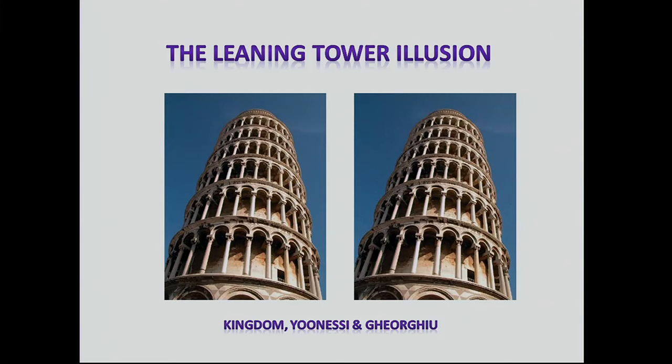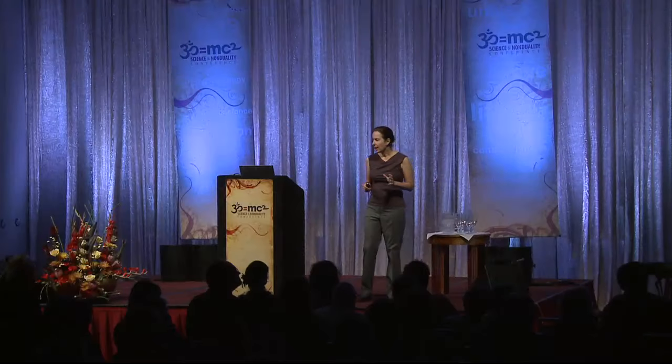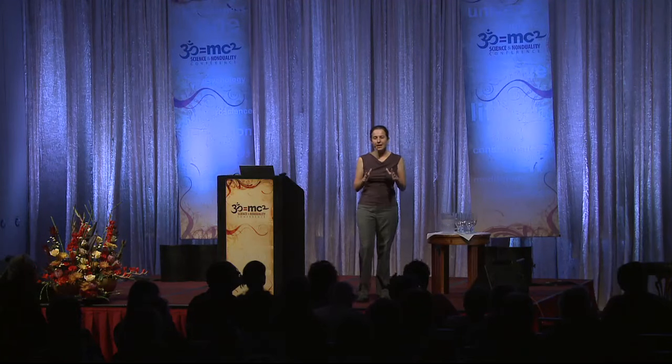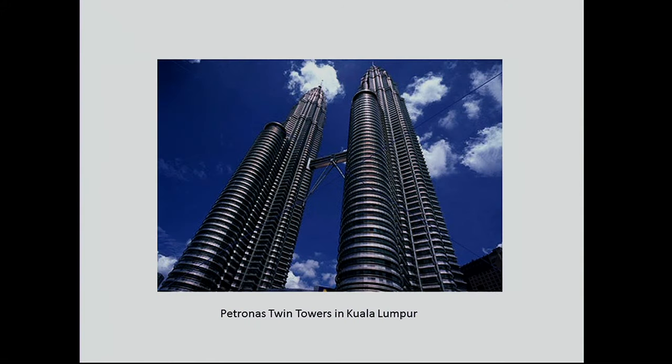Now, how does this work? This works because our brain has certain assumptions about how perspective works. In these side-by-side pictures of the Leaning Tower of Pisa, the brain is treating them as if they are two real side-by-side objects. But side-by-side objects, when you look at them in reality, as they recede into the vertical distance, are converging. And because the two Leaning Towers of Pisa do not converge, because it's just the same picture, left and right, the brain decides that instead they must be diverging.